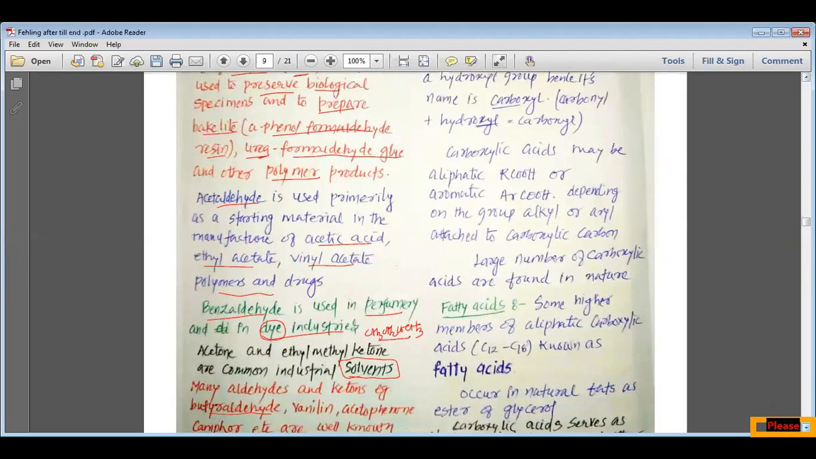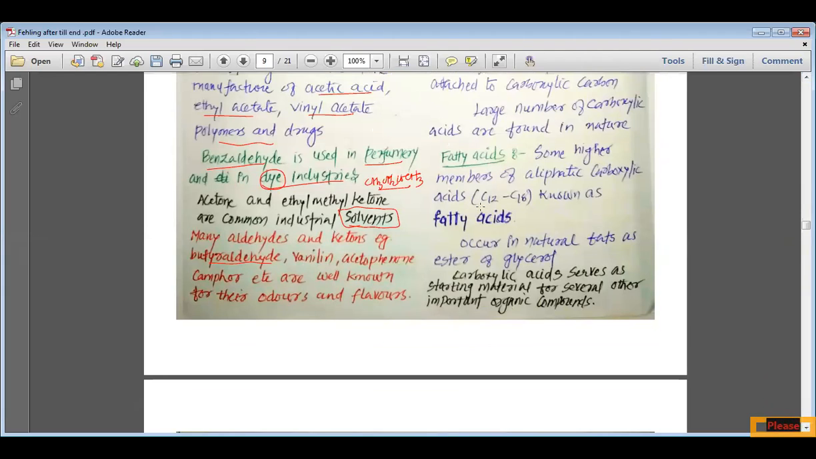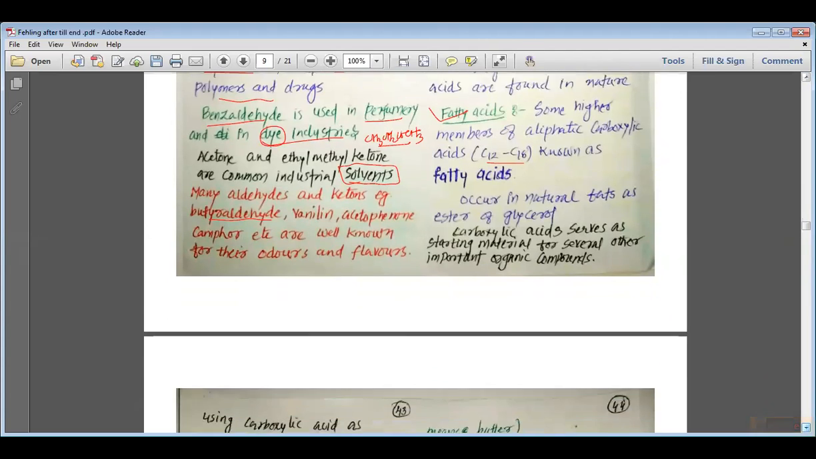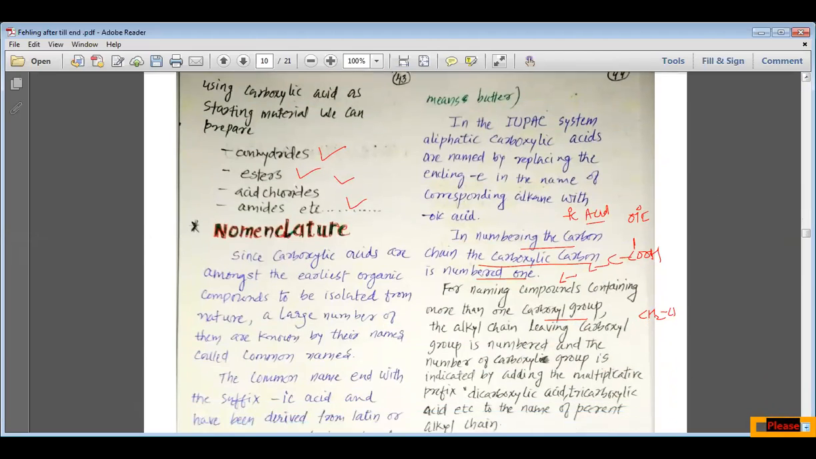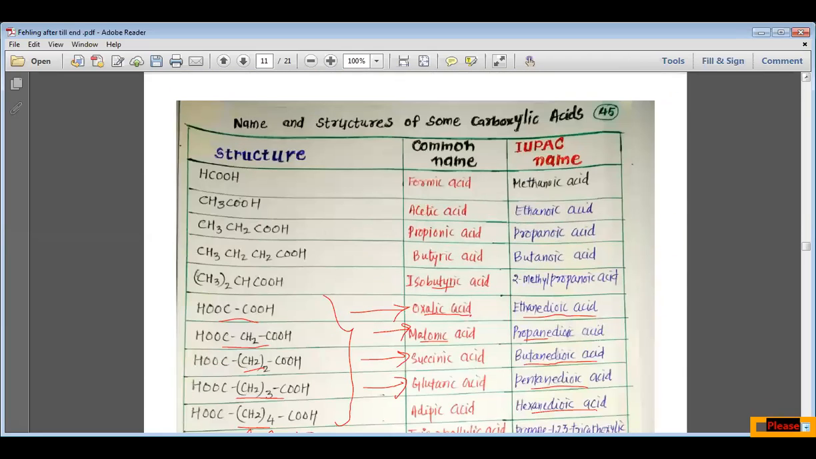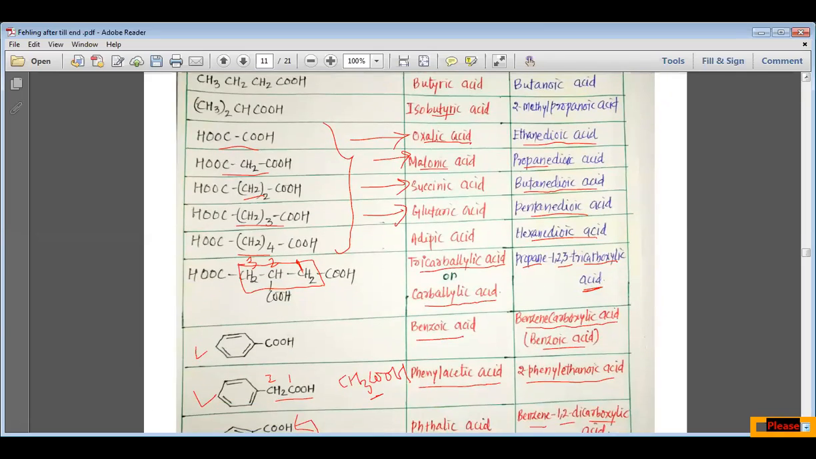Long chain carboxylic acids containing carbon numbers C12 to C18 are known as fatty acids, which are even present in our body as fats, as well as in various oils and ghees. From carboxylic acid we can prepare anhydrides, esters, acid chlorides and amides. We have studied the various ways to write their names, their common names as well as the IUPAC names.